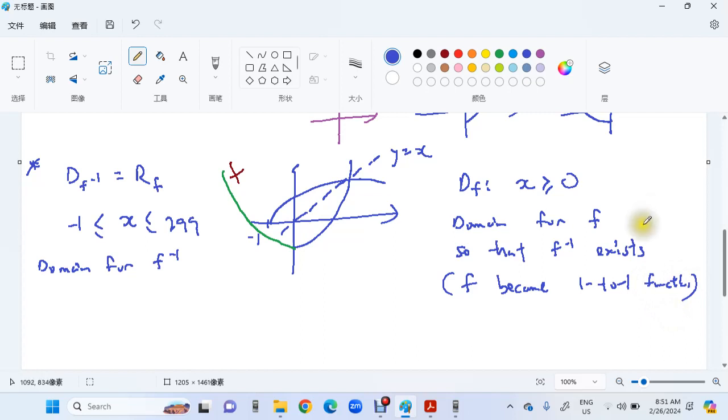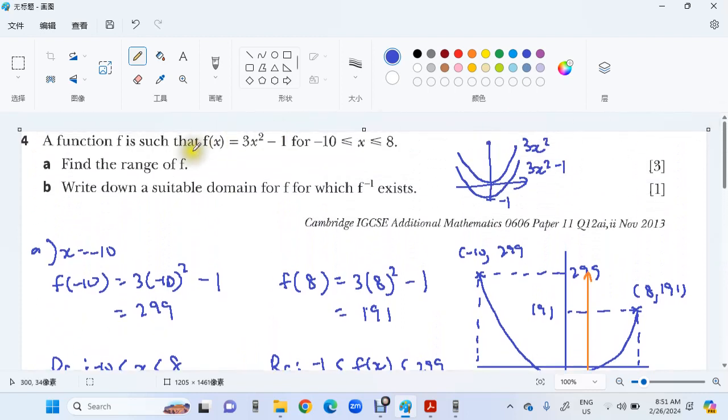Or you can also assume that part A and part B are not related. So for part B, we ignore this one. We don't look at this. For part B, we have 3x squared minus 1. You will need to write down a suitable domain for f so that f inverse exists. So x is greater than or equal to 0. So we ignore the domain given in the question for part B.